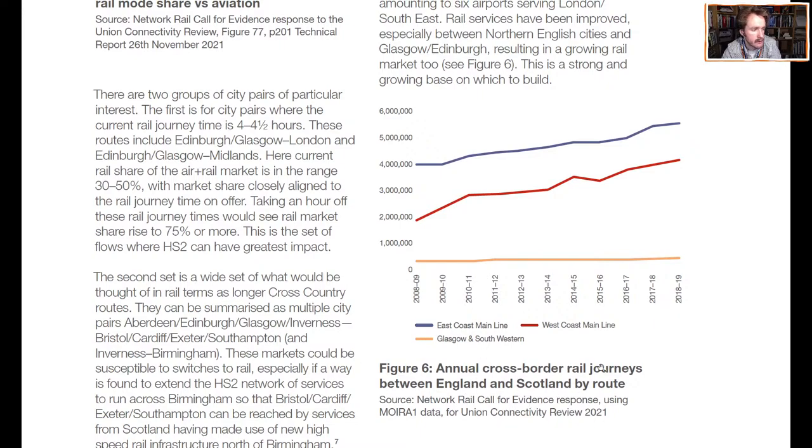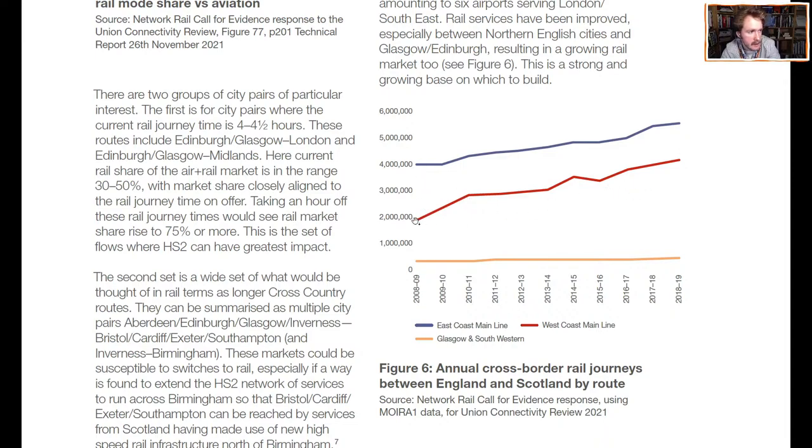So you can see cross-border rail journeys between England and Scotland by route. It's interesting looking at the different routes that people take across the border. Mostly people are travelling by the East Coast Main Line, in fact, not the West Coast Main Line, to get across the border, which is quite interesting. But you can see overall those numbers are climbing pretty dramatically.